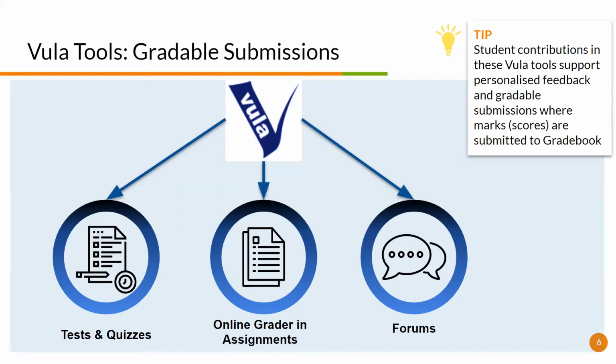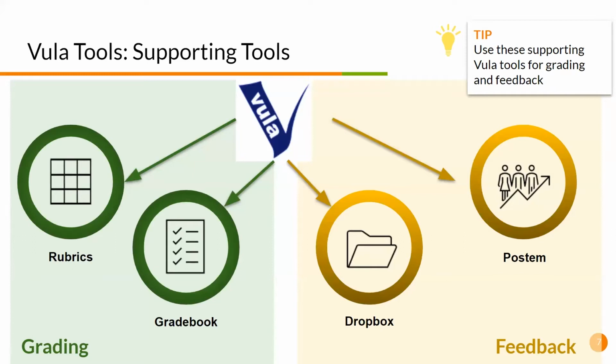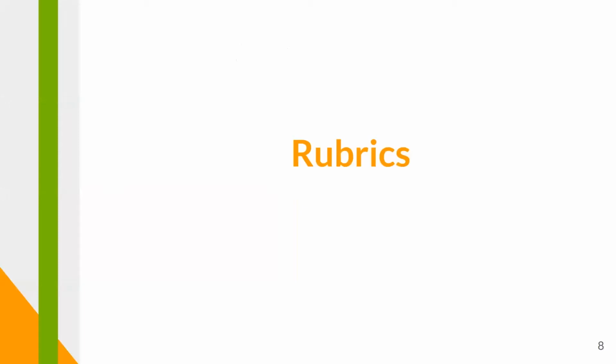On the next slide, you'll be able to see the supporting tools that we referred to as being rubrics and gradebook. While those don't actually support submissions, we've put them under supporting tools because rubrics would provide a grading mechanism, and gradebook would provide a mechanism for keeping track of the grades and the scores which had been received. The other two tools on the right hand side there are Dropbox and Postem. Those two tools provide a way for you to send feedback or provide something to the student directly, which could also be used as a feedback mechanism. At this point, I'm going to hand over to Chengwen again to tell us a bit more about rubrics.